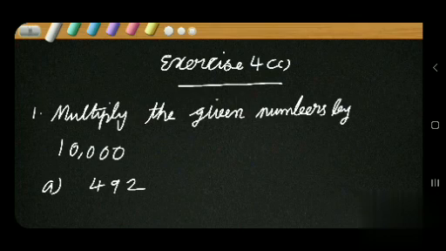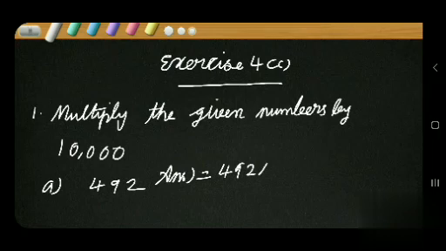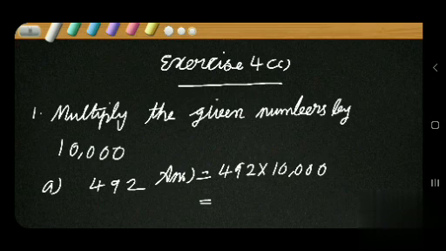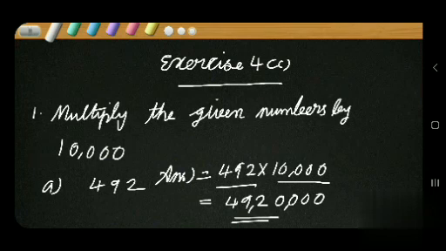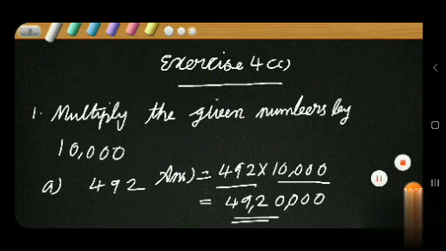The question is 492. How to multiply this number by 10,000? Let me write the answer here. You can write it down. Yes, 492 into 10,000. How to do the answer? First, we have to write this 492, isn't it? With this, how many zeros have to be put? 4 zeros. Why? In 10,000, there are 4 zeros. 1, 2, 3, 4. How to read this answer? Ones, tens, hundreds, comma, 1,000, 10,000, comma. So, what is the answer? 49,20,000, isn't it? 49,20,000 is the answer.